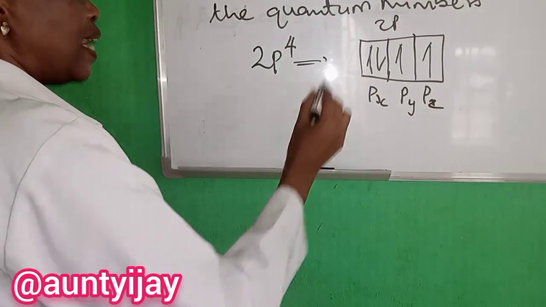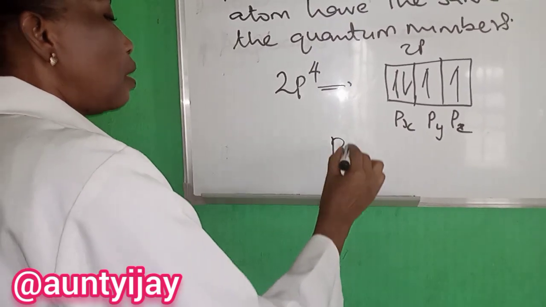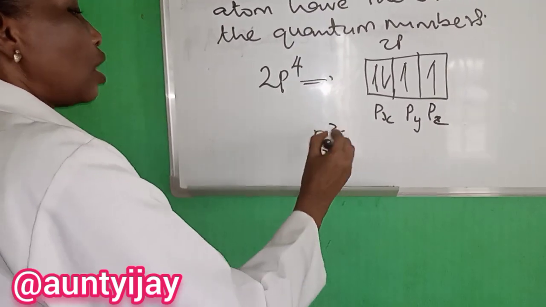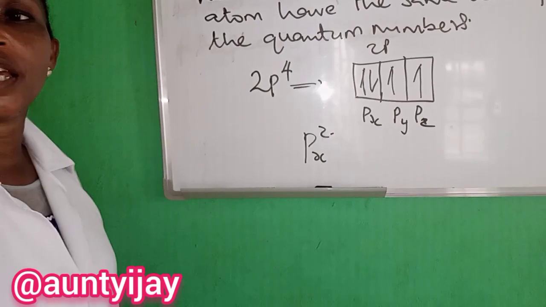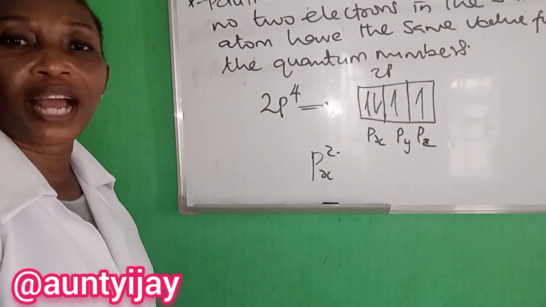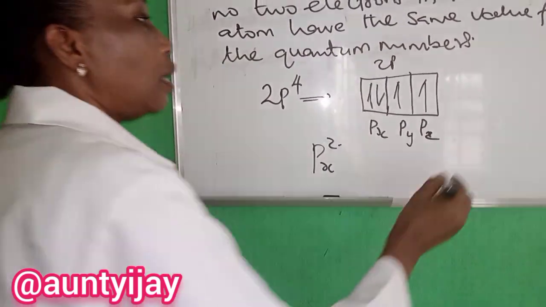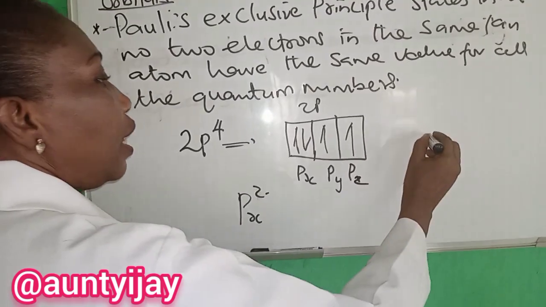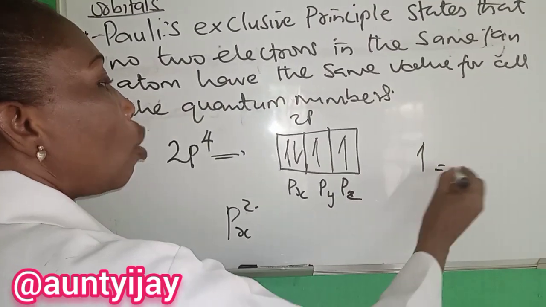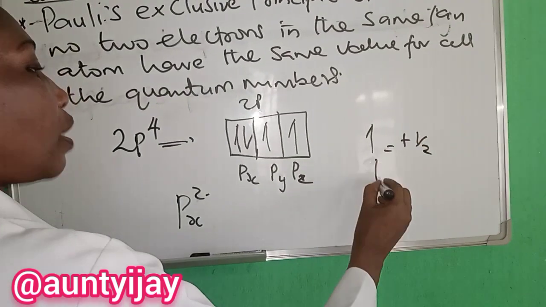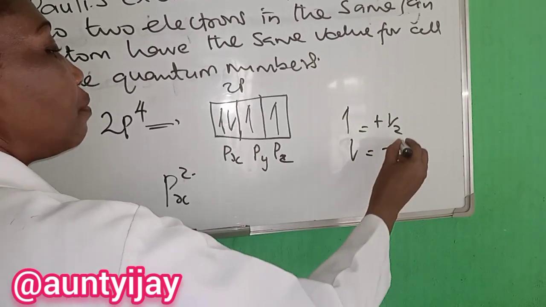Take a look at the 2 electrons in the px. Px contains 2 electrons. Look at the electrons. One is spinning in the upward direction, and the other one is spinning in the other direction. In that case, if we have this to be plus half, this other one that is like this will be minus half.